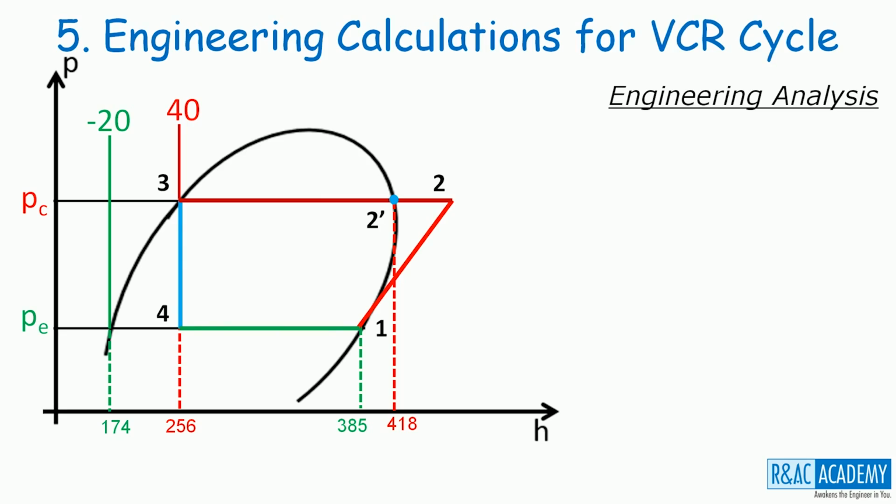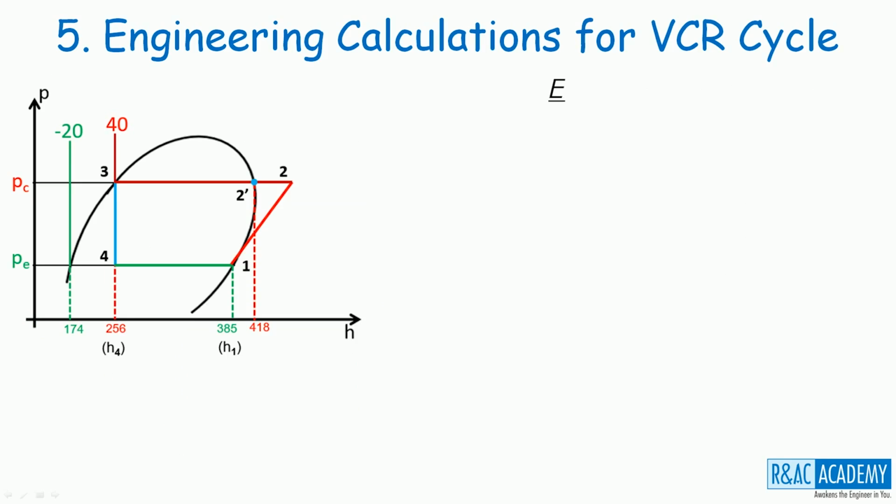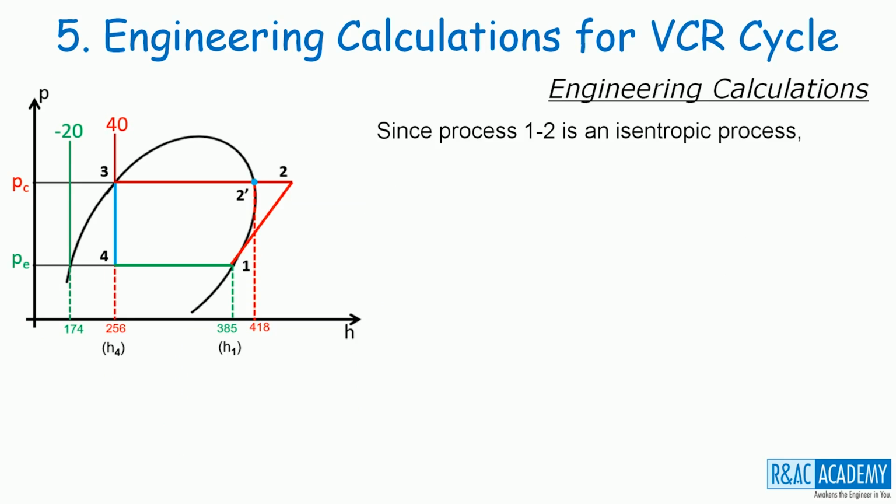Let us now look at what are the data points that are available with us. H4 is equal to 256, H1 is equal to 385, S1 is equal to 1.74, H2' is equal to 418, T2' is equal to 313 Kelvin, and finally S2' is equal to 1.71. So with this data in our hand, let us get on to the calculation part. So first, 1-2 is an isentropic process, so S1 is equal to S2 is equal to 1.74.